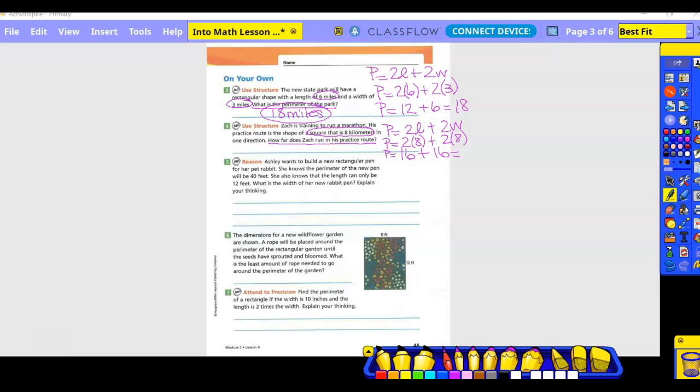6 plus 6 is 12. So you put a 2, you mentally carry the 1. 1 plus 1 plus 1 is 3. So it is 32. So 32 kilometers.